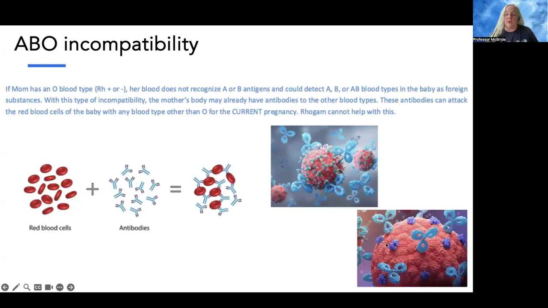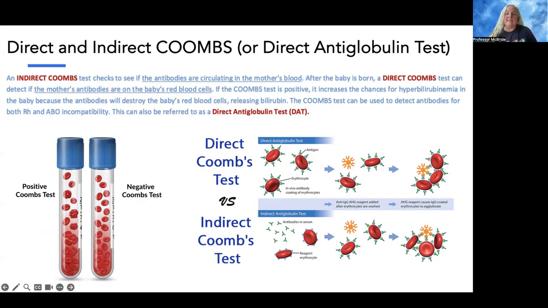The second picture would be a direct Coombs, where we are actually seeing antibodies from the mom on the baby's red blood cells, okay? If the Coombs test is positive, it increases our risk of hyperbilirubinemia in the baby because the antibodies are going to break down the baby's red blood cells and release the bilirubin. The Coombs test can be used to detect antibodies for both Rh and ABO incompatibility, and we also call this the direct antiglobulin test or the DAT test.